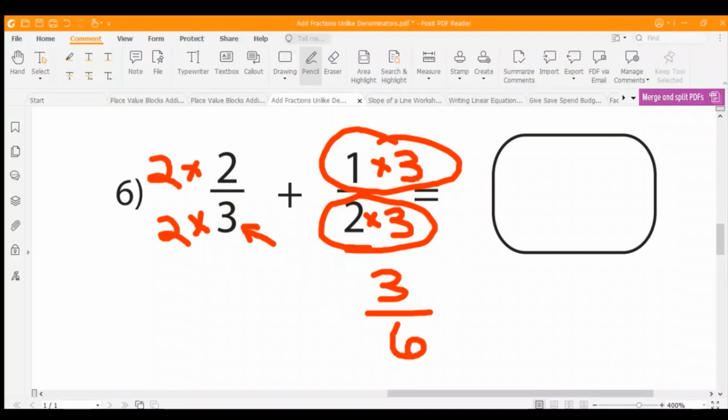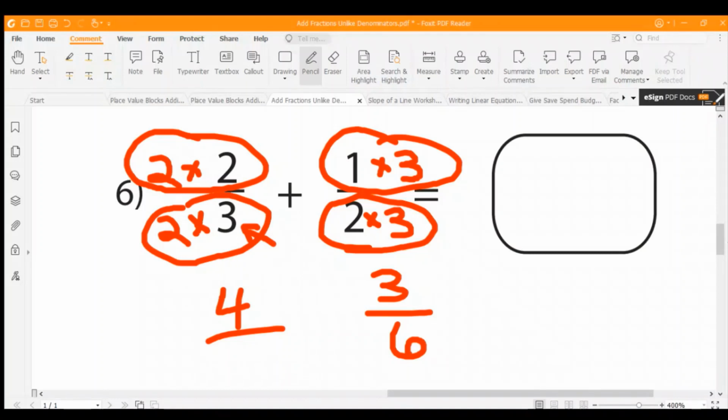Okay? So now that I have figured out the multipliers, we just perform the multiplication. 2 times 2 is really 4 in the numerator. And then I'm going to do the same thing at the bottom. 3 times 2, that's really 6. So these are the new fractions.